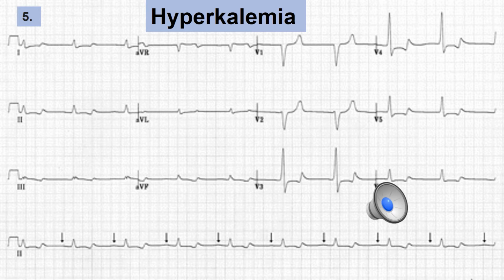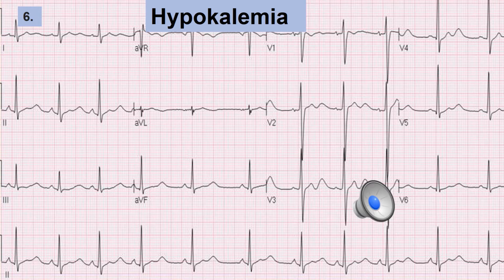Number 5 is hyperkalemia. So we can see in lead 2 there's not really any P wave, and the T wave is a little bit peaked. It's a little bit harder to identify here because there's definitely some bradycardia going on, which again we said could correspond to hyperkalemia. And you can see in V4 and V5 that peaked T wave as well. So number 5 is hyperkalemia.